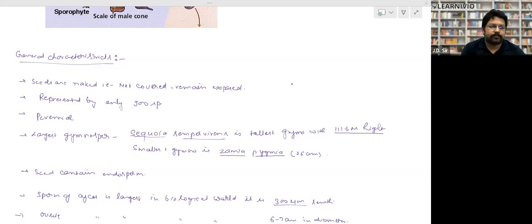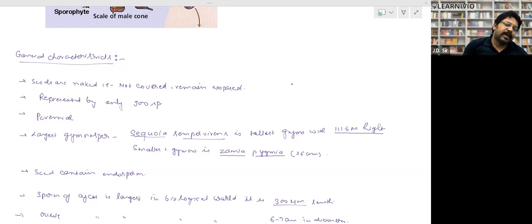Next point. Today, gymnosperms are represented by 900 species only.